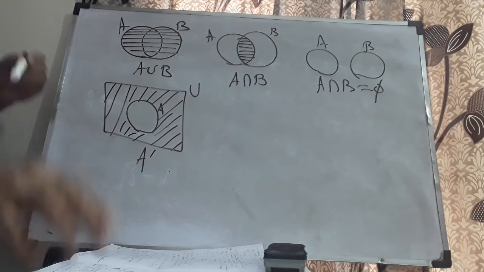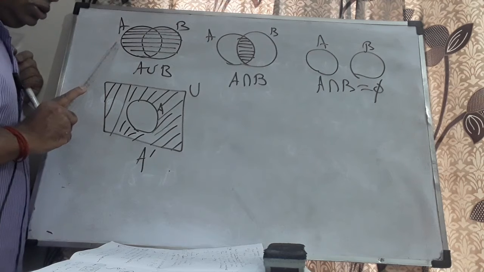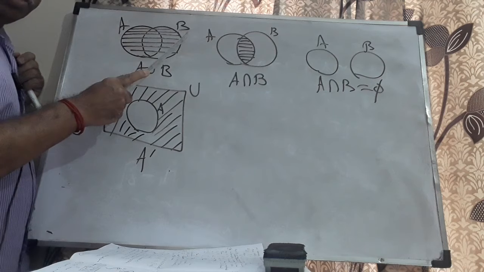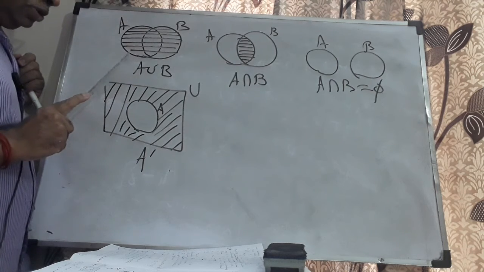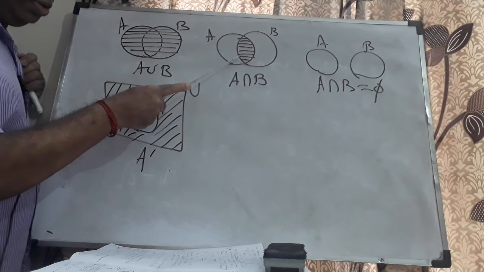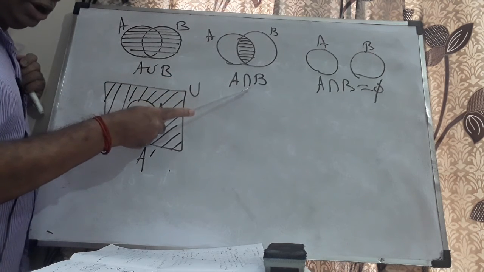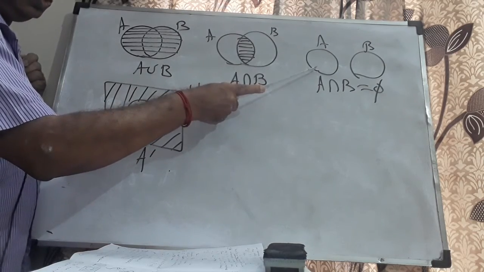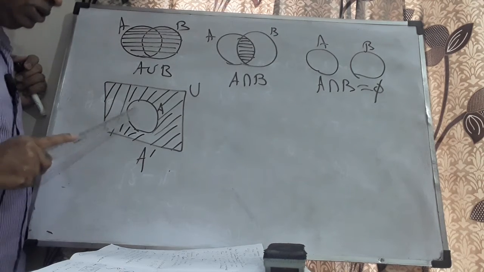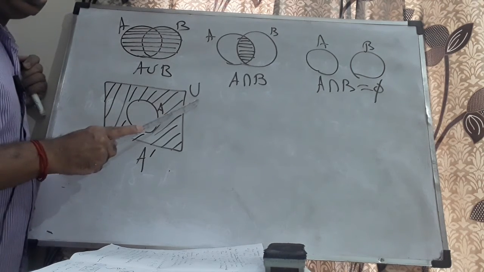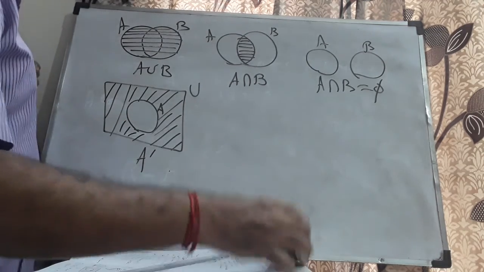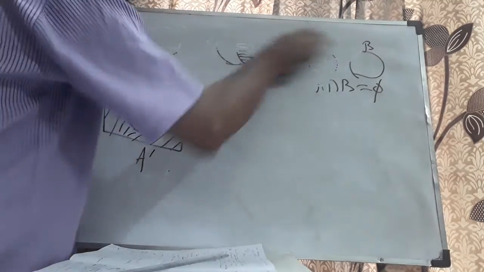I repeat, the leftmost circle tells you set A, the rightmost circle tells you set B. If it is there in one of them, it will be there in the union. Therefore, this is the representation for A union B. The common portion should be shaded. This is the representation for A intersection B. This is the representation to show two disjoint sets. I'll draw two non-intersecting circles. I'll draw A, and around that I'll draw the universal set. All the elements other than A are shaded. This is the representation for A dash.